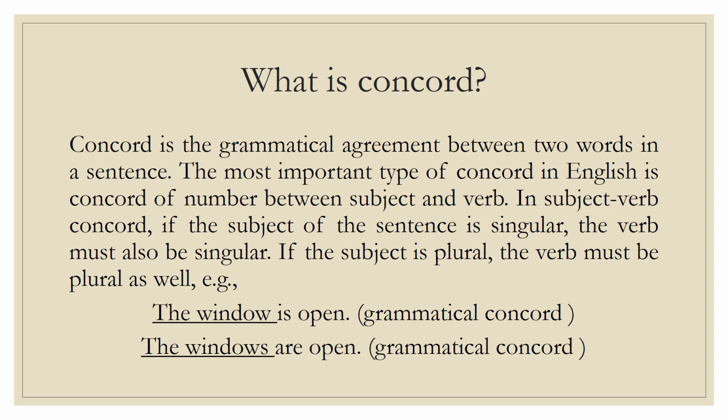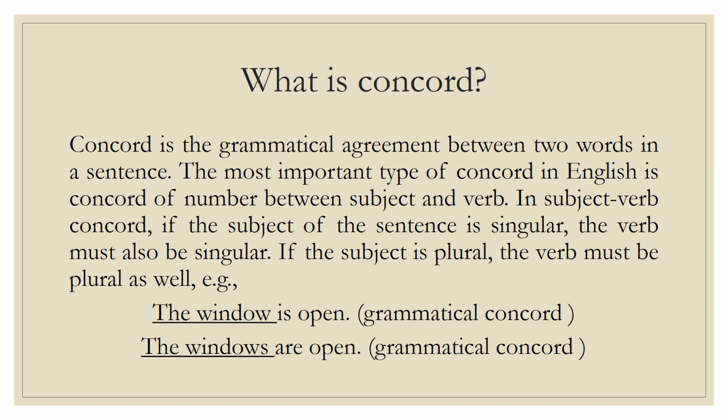In fact, as I said, the concord can be of two types. It can be a concord or agreement in number and agreement in person. The most important type of concord in English is the concord of number between subject and verb. There can be another type of agreement between the subject and the verb, which is the concord or the agreement in person. But what is more important than the concord of person is the concord of number.